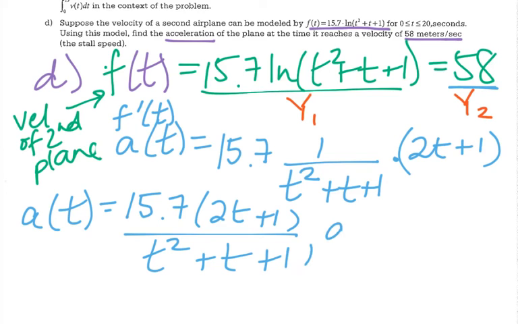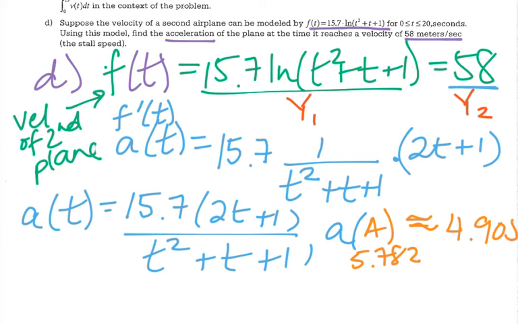And now we want to find a of capital A, which was approximately 5.782. So we're going to plug that value in, and when we do that, we get approximately 4.905. Let me rewrite that so we can see. Approximately 4.905. Use the correct units. It's meters per second squared.